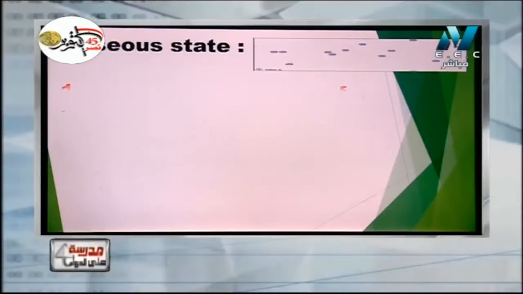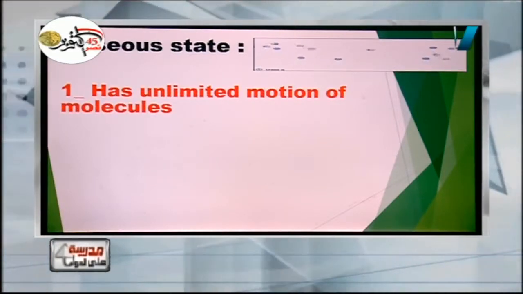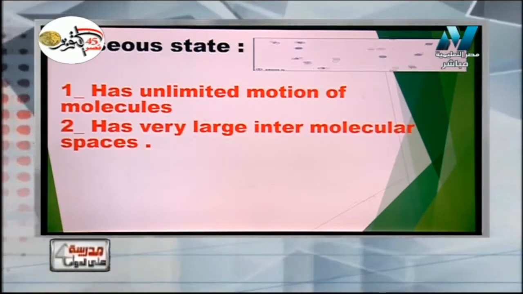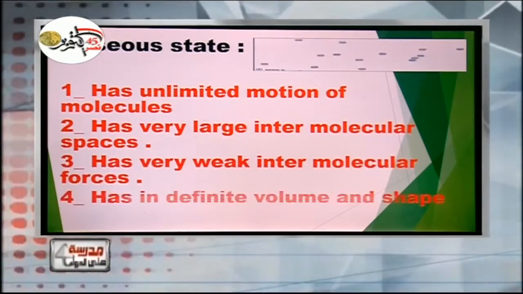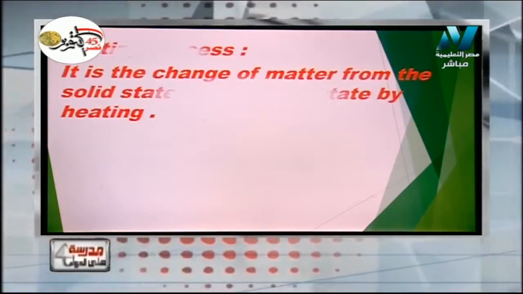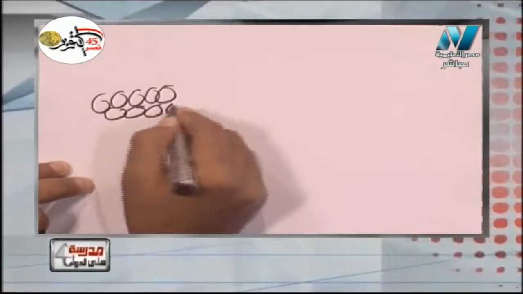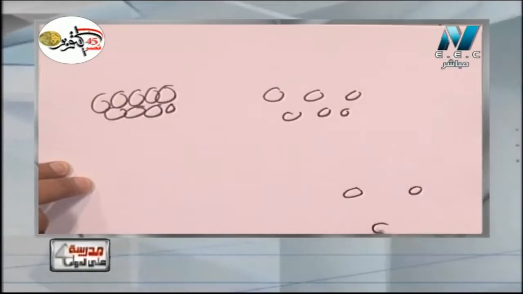Gaseous state, as you see, this is the motion, very high motion, has unlimited motion of molecules, has very large intermolecular spaces, and has very weak intermolecular forces, and also has indefinite volume and indefinite shape. But now, as you see, my dear student, these are the molecules of solid. These are the molecules of liquid. These are the molecules of gas.